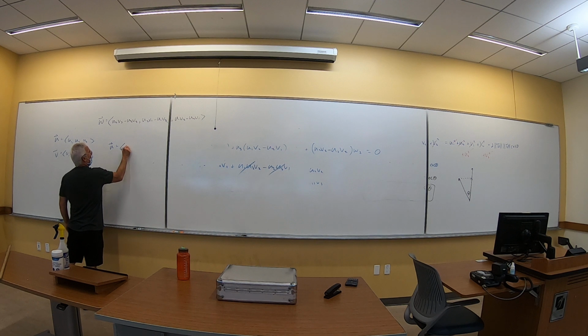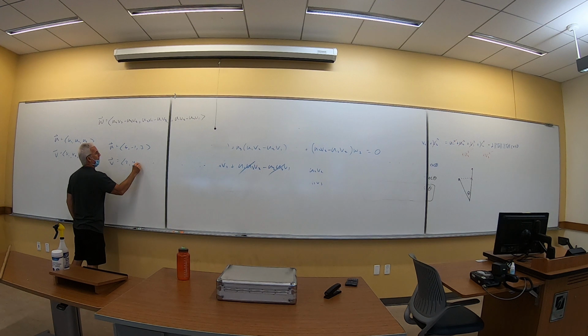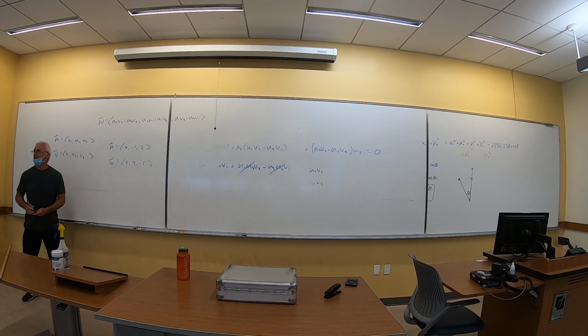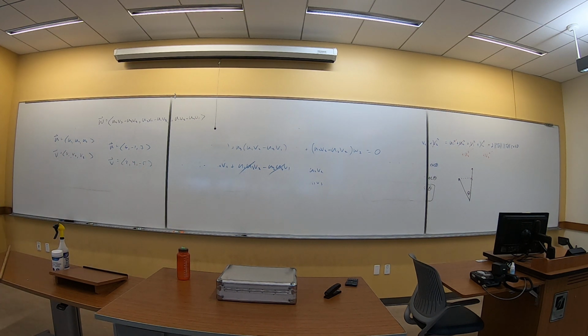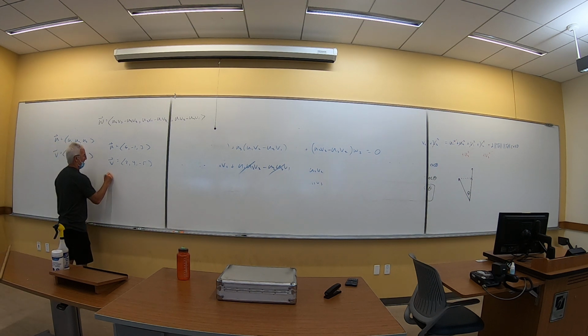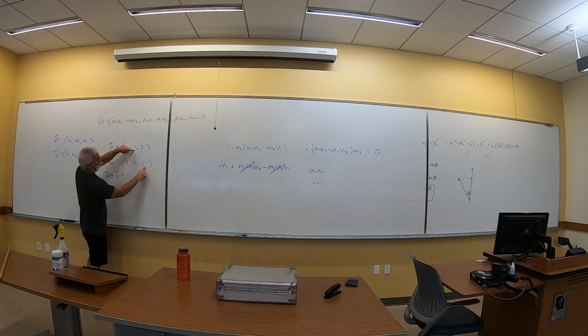All right, 6, -1, 3. B is 2, 4, -5. The only thing I suggest when you're doing a cross product: stack your vectors. Put one on top of the other. Now, follow along with me. 5 minus 12. 6 minus -30. 24 minus -2.